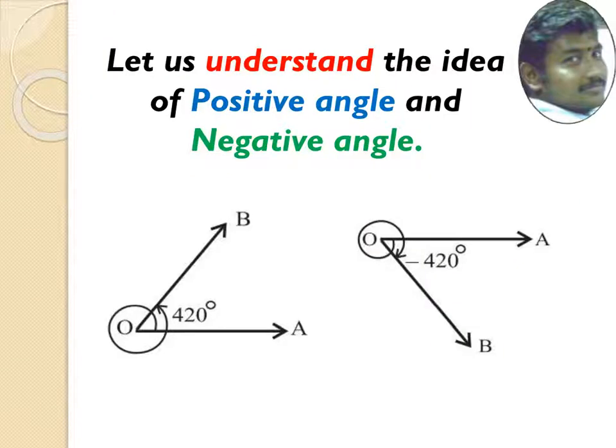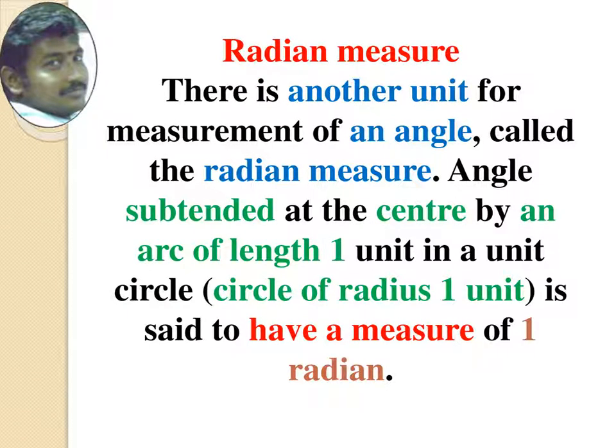Let us understand the idea of positive angle and negative angle. You see the anti-clockwise rotation, positive angle 420 degree. Clockwise rotation, negative angle minus 420 degree. Hope you got it, what is a positive angle and what is a negative angle. Radian measure.